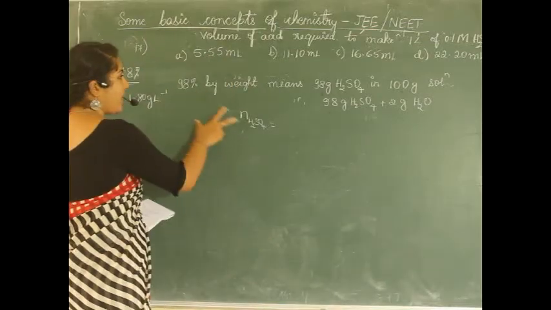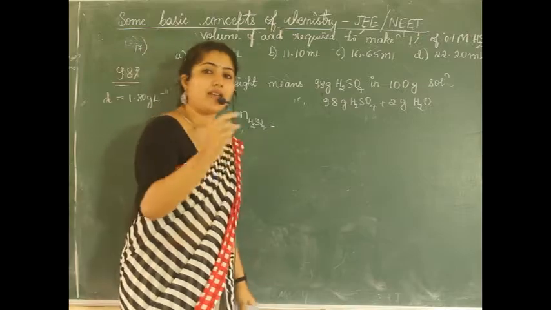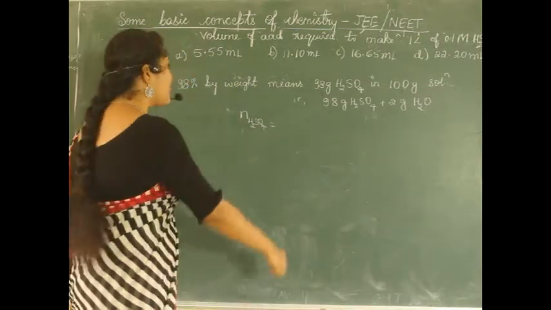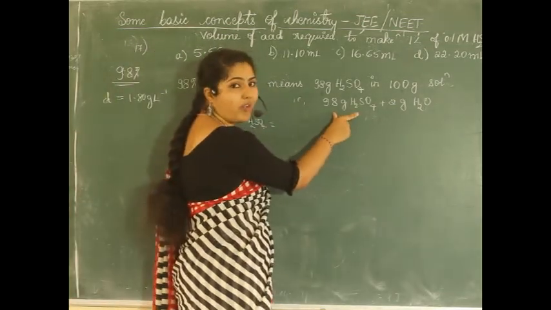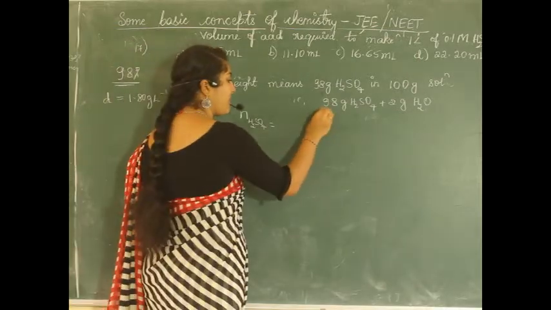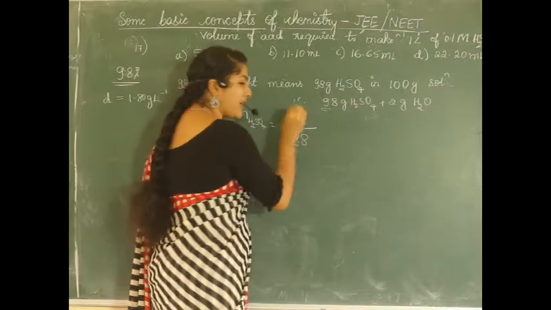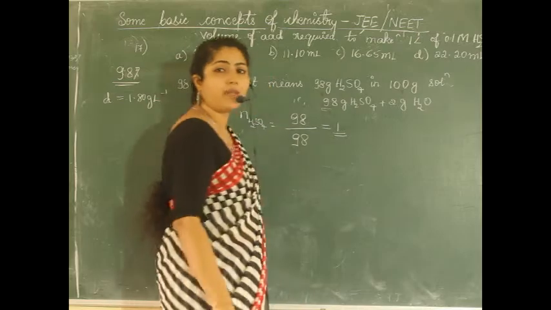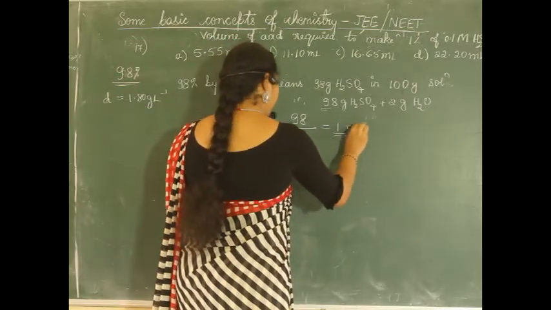The basic idea is that 98% by weight means 98 gram of sulfuric acid in 2 grams of water. So first, let us calculate the number of moles of sulfuric acid. Number of moles means given mass by molar mass. Molar mass of H2SO4 is 98. So the number of moles comes out to be 1. So it is 1 mole.